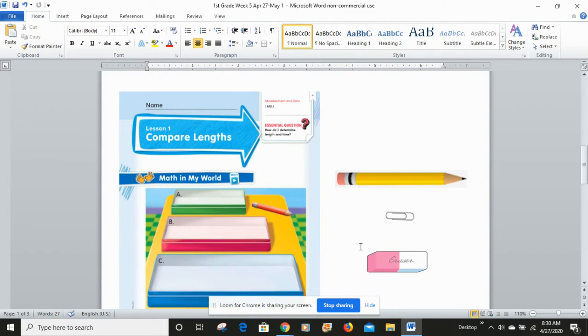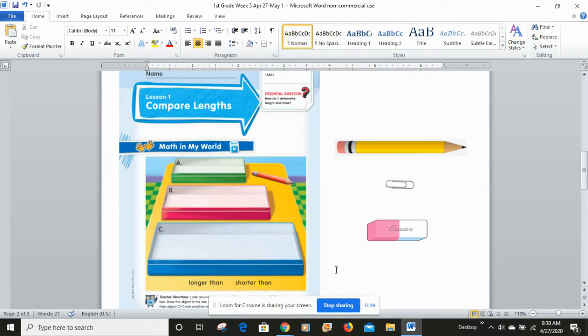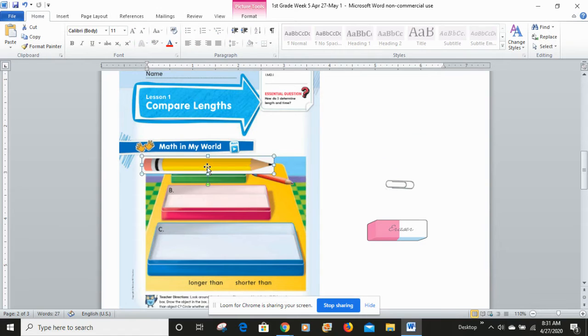This is actually out of your workbook, and it says compare lengths. Down below it says teacher directions. Look around the classroom. Choose an object that will fit in each box. Okay? So I would say we've got shortest or short, long, longest. Or we could say short, shorter, shortest. We're going to put the objects in the box where we think these three things fit: a pencil, a paperclip, and an eraser.